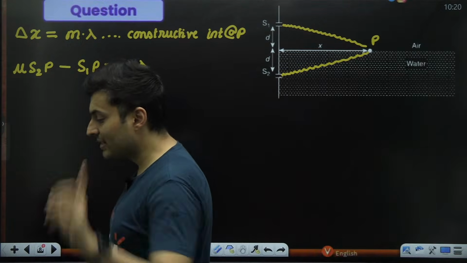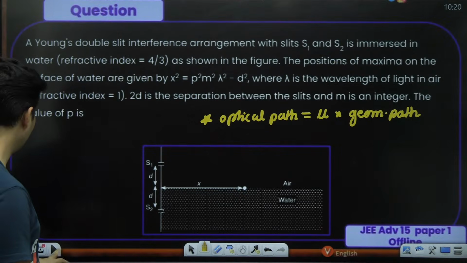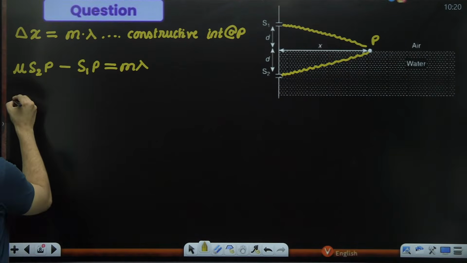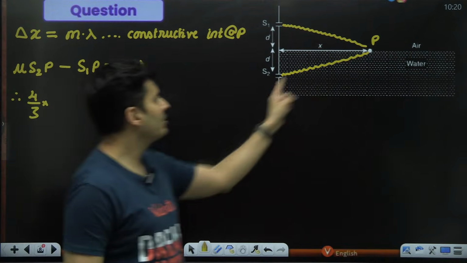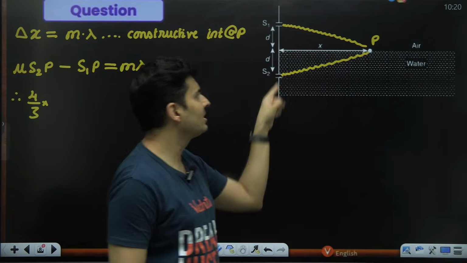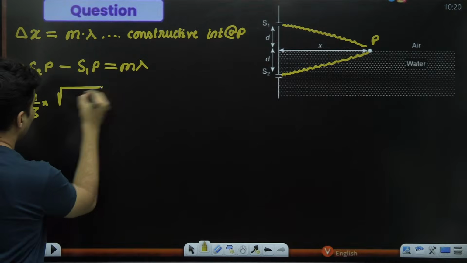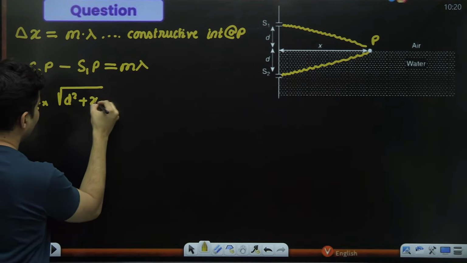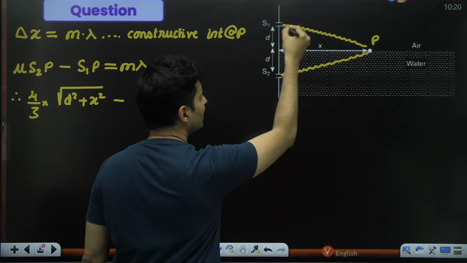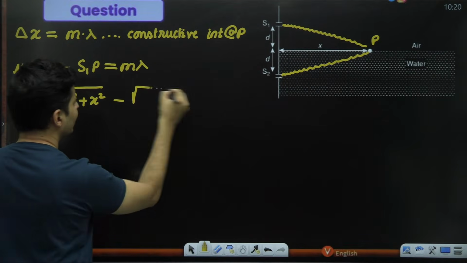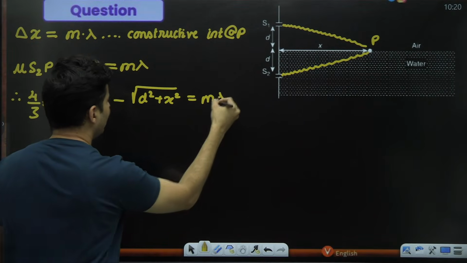Now, what is mu? Is the refractive index given to us? I think it is given to us somewhere. Yes, it is given to be 4 by 3. So let me put here mu as 4 by 3 multiplied by S2P. It is the hypotenuse of this triangle, so I can write it as root of d squared plus x squared, minus S1P. It is also the hypotenuse of this triangle, so by Pythagoras, it is again root of d squared plus x squared, is equal to m times lambda.